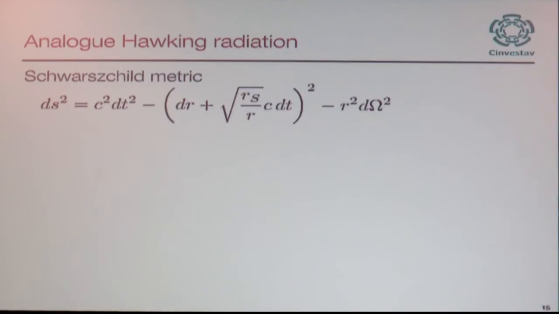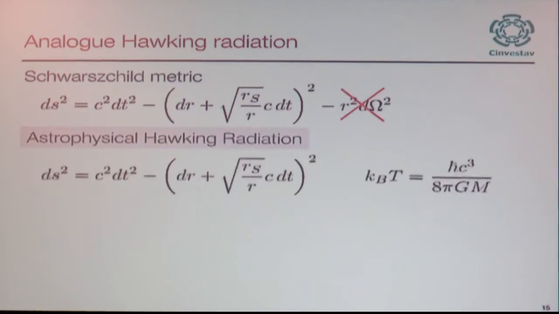So how does the analogy work? I told you how to obtain it. This is the Schwarzschild metric. What we do is we always eliminate the angular part. We just keep a ray. So this only has c, t, and r. Right, and this is the same Schwarzschild solution written in these new coordinates.